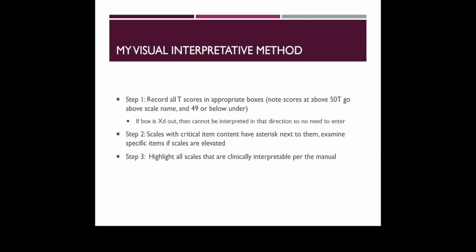Those footnotes are, again, taken directly from the manual. So if you look under F, for example, it has a 1 and a 2. If F is elevated because the 1 and the 2 are above the score, then you need to rule out inconsistency as an explanation. Well, that's easy to do. I can look right back at the inconsistent items there.